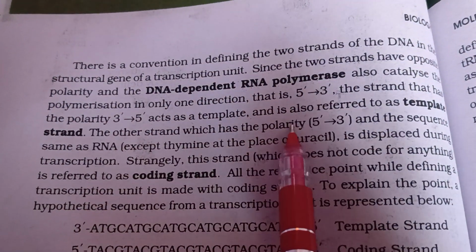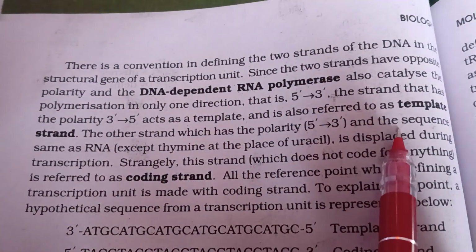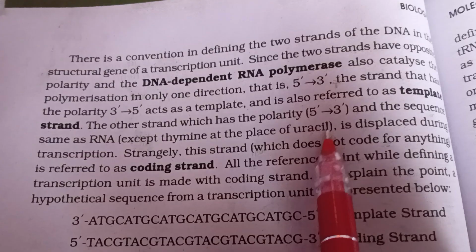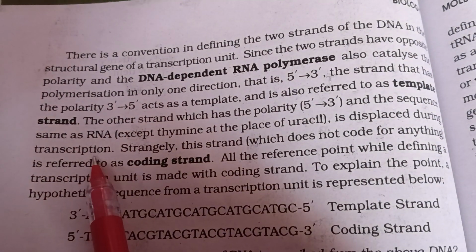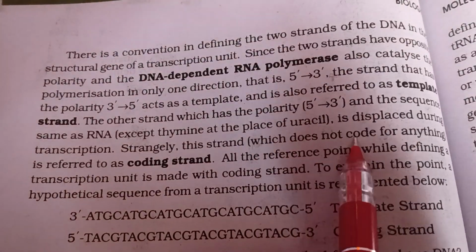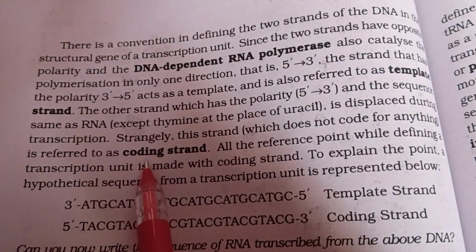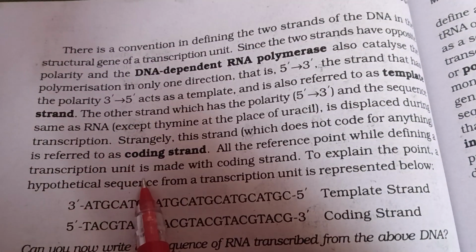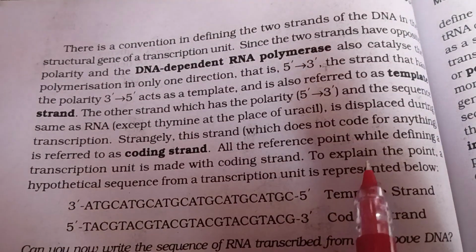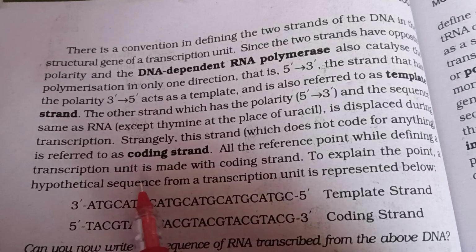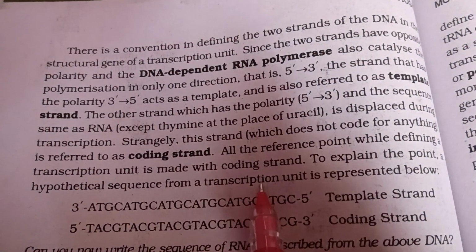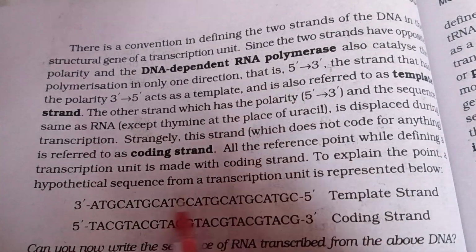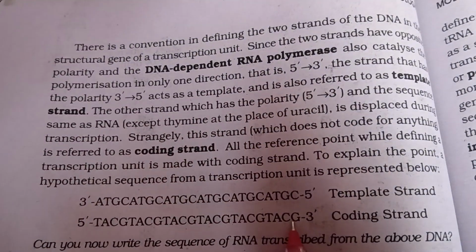The other strand, which has the polarity 5' to 3' and the sequence same as RNA except thymine at the place of uracil, is displaced during transcription. Strangely, this strand, which does not code for anything, is referred to as the coding strand. All the reference points while defining a transcription unit are made with the coding strand. To explain the point, a hypothetical sequence from a transcription unit is represented below. This is the template strand, 3' to 5', and the coding strand is from 5' to 3'.